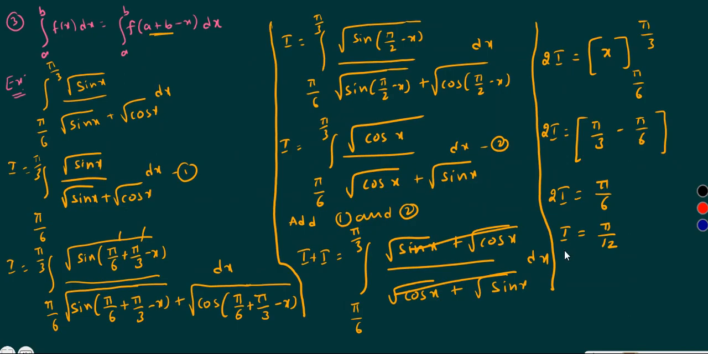I means what here? I means the integration from pi by 6 to pi by 3 of root sin x by root sin x plus root cos x dx. This value, now finally, what is this value? Pi by 12. Understood?